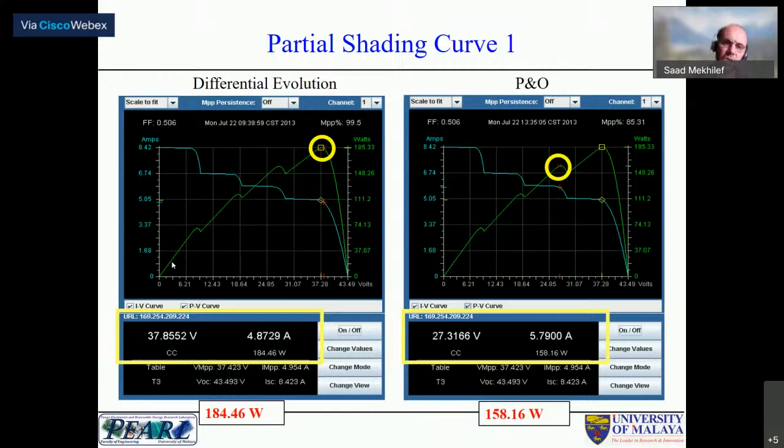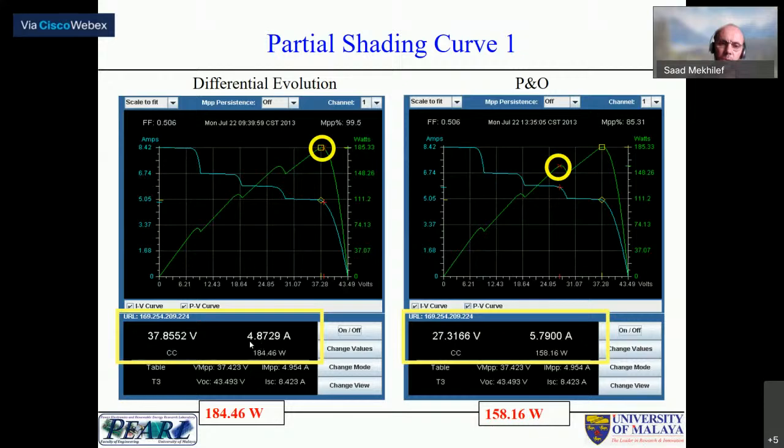We created this partial shading condition, and this is the IV curve. You can see the algorithm accurately detects the MPP, which is 99, and the efficiency is around 99.5.